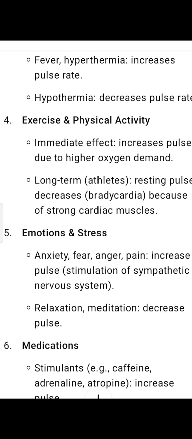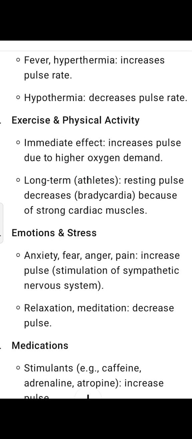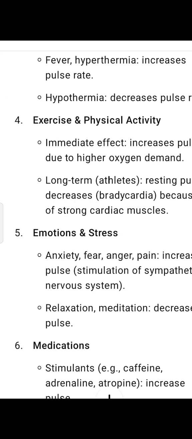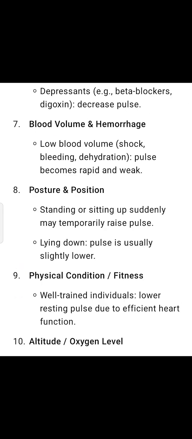Now emotions and stress like anxiety, fear, anger and pain increase the pulse due to stimulation of the sympathetic nervous system. Relaxation decreases pulse. Now let's see how medication affects it. Stimulants like caffeine, adrenaline and atropine increase pulse rate. Depressants like beta blockers and digoxin decrease pulse. Then blood volume and hemorrhage: low blood volume, shock, bleeding and dehydration make the pulse rapid and weak.